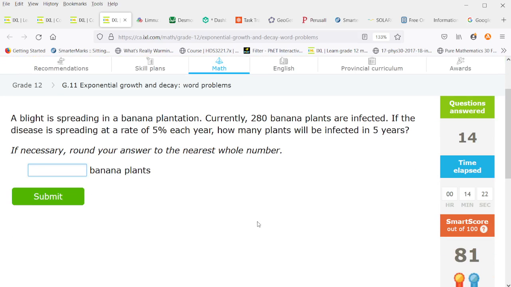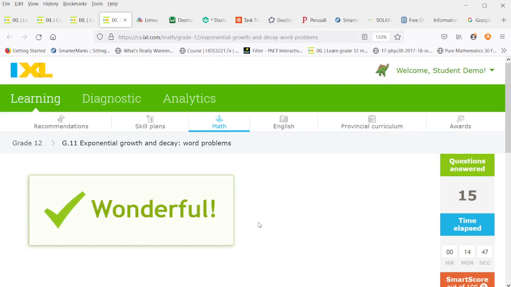Now, a blight is spreading in a banana plantation. Currently, 280 banana plants are infected. If the disease is spreading at a rate of 5% each year, how many plants will be infected in 5 years? So that's 280 times 1.05 exponent 5, or 357 after rounding. You'd have 0.3588375 after that.